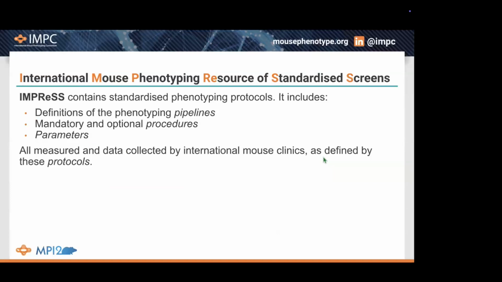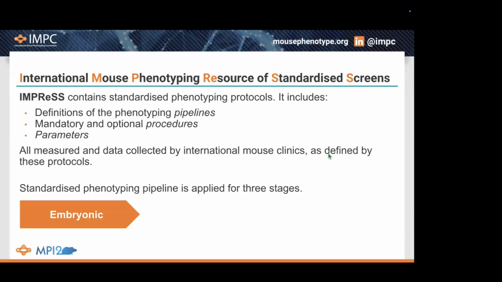About IMPRESS. IMPRESS stands for International Mouse Phenotyping Resource of Standardized Screens. IMPRESS contains standardized phenotyping protocols and has two main functions. The first function is that Impress defines pipelines and protocols regarding how they are performed. And the second is that Impress provides validated information in both human and machine-readable formats. So all data is measured and collected by international mouse clinics as defined by these protocols.